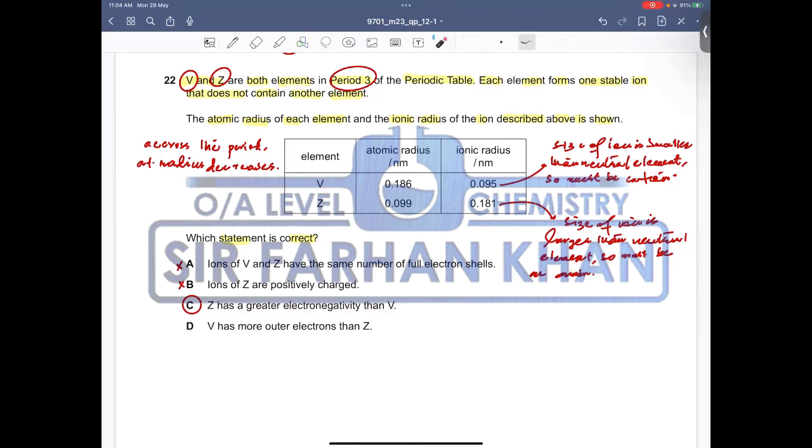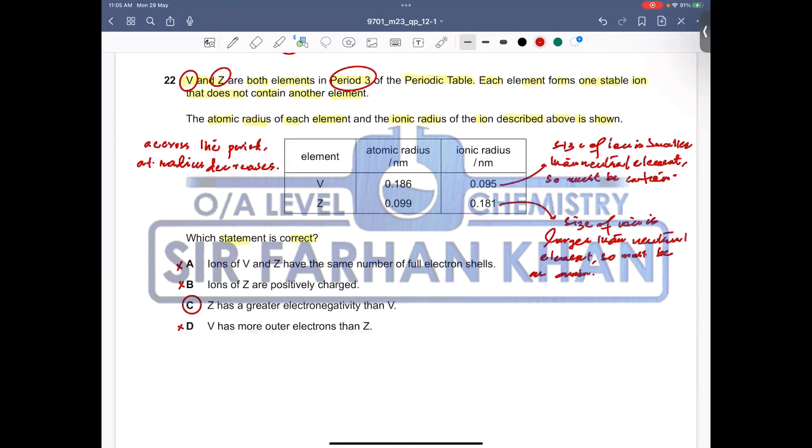Let's talk about option D. V has more outer electrons than Z. V is a metal and Z is a non-metal. If it is a non-metal, obviously it has more valence electrons. If it is a metal, it has fewer valence electrons. Group 1 and group 2 elements are metals, and these metals have only one valence electron and two valence electrons respectively, right? Whereas groups 5, 6, 7, 8 are non-metals, and these have more valence electrons, obviously. So this statement is absolutely incorrect as well. Okay.